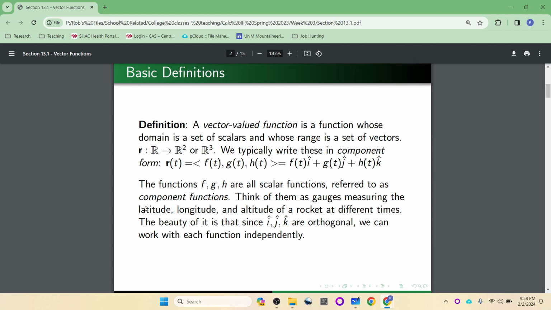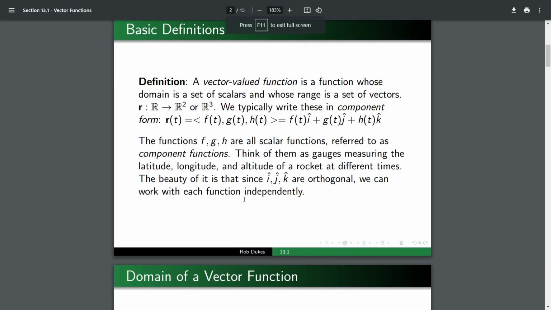I like to think of these as latitude, longitude, and altitude of a rocket. You shoot a rocket into space, you watch it go around, and you have 3 different gauges measuring each of the 3 component functions, each of the 3 coordinates it can have. If we're on the ground, you would just be latitude and longitude.